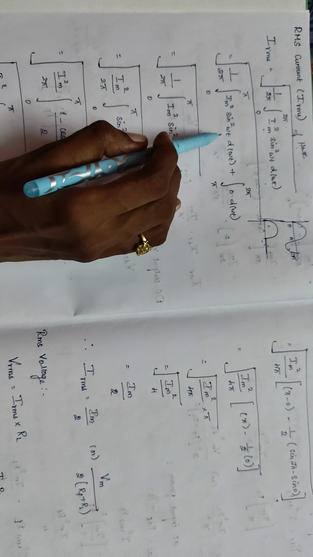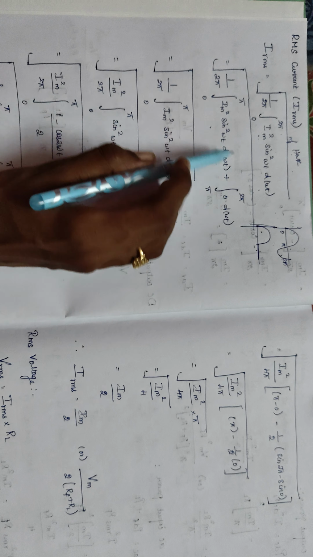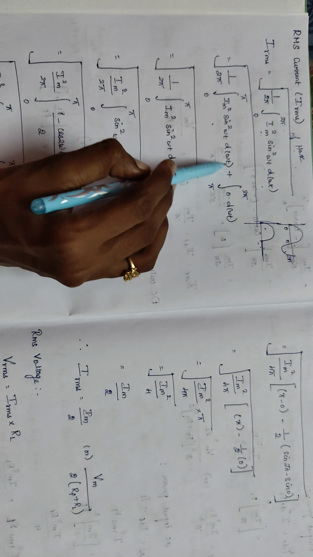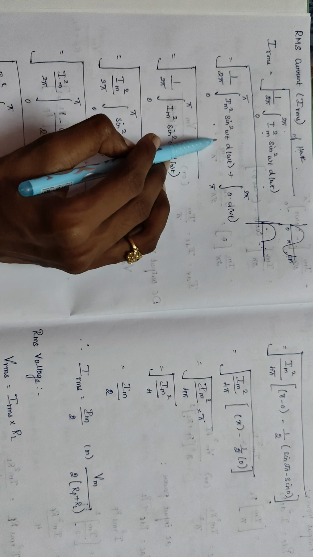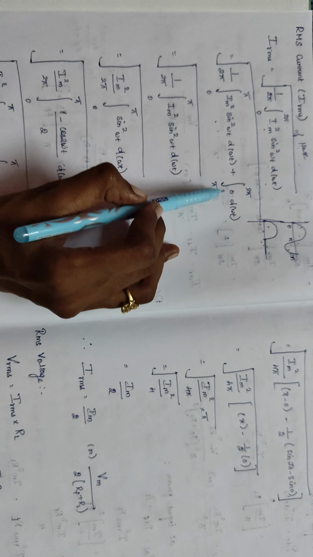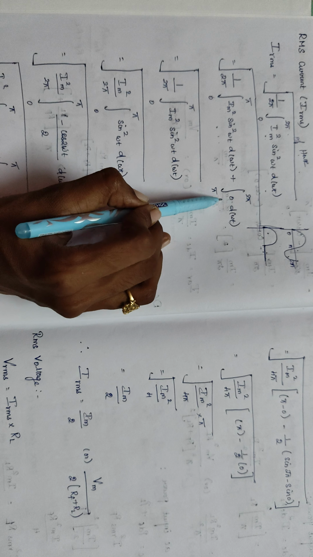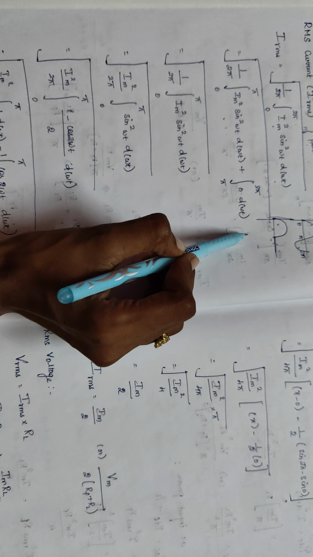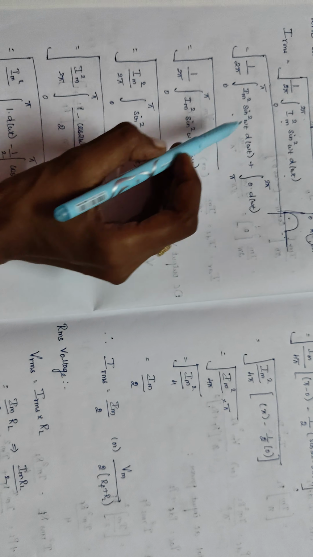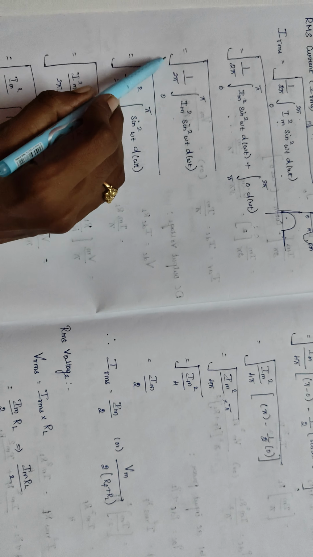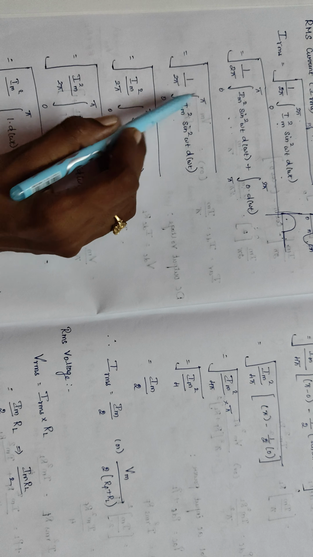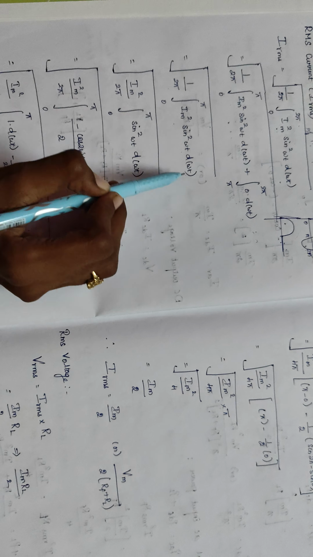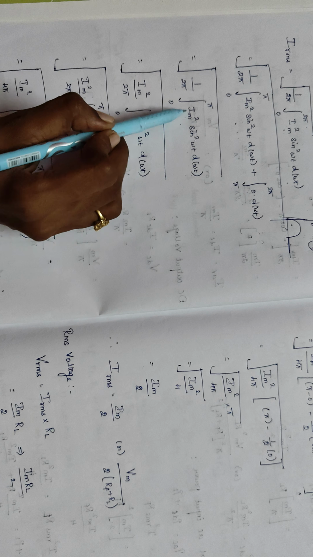Here, just compare this waveform with this equation. During 0 to pi you will get the signal, and from pi to 2 pi you will not get any wave. So you have to put the 0 value from pi to 2 pi, so this whole term becomes 0. Now you have to take only this term: square root of 1 by 2 pi, 0 to pi, Im square sine square omega t d omega t. Now you take out this Im square outside.